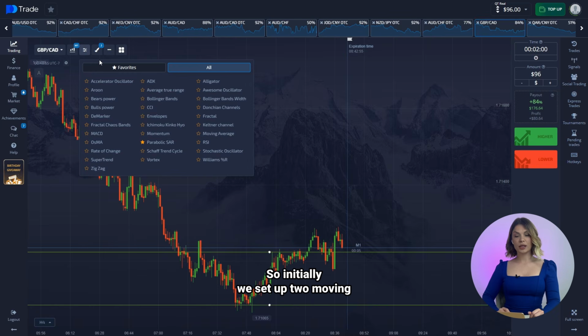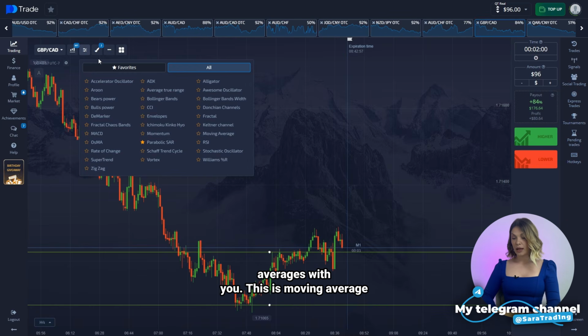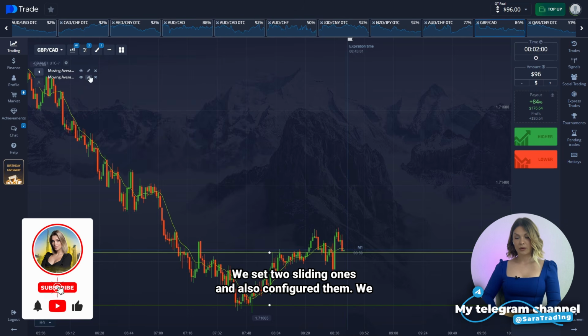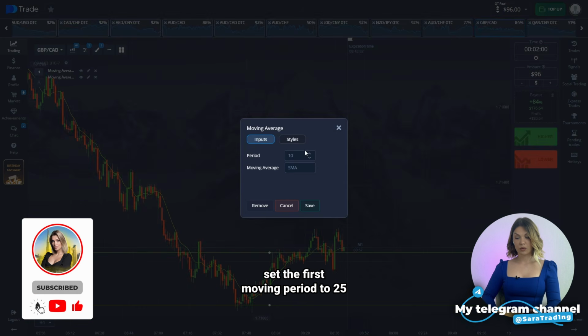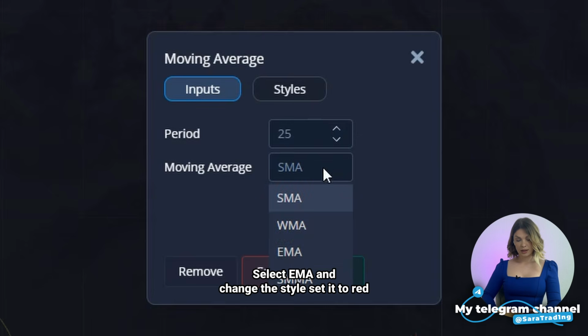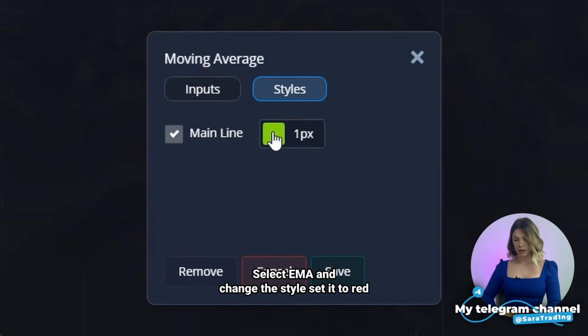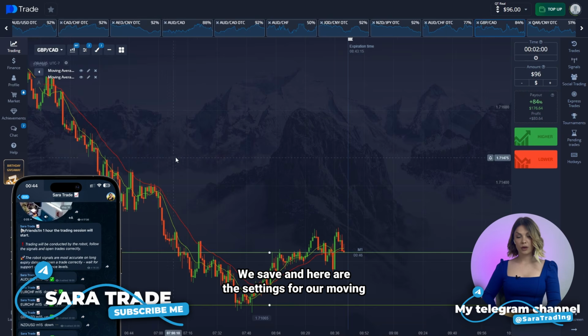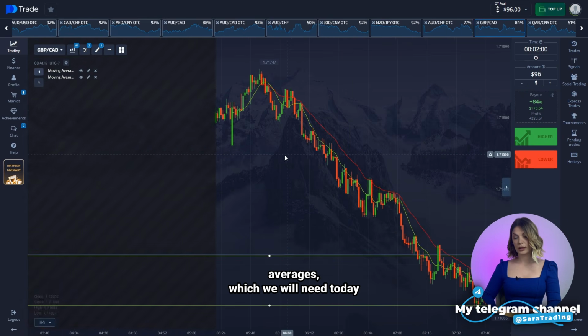So initially we set up two moving averages. This is the moving average indicator. We add two of them and configure them. We set the first moving average period to 25, select EMA, and change the style, setting it to red. We save, and here are the settings for our moving averages, which we will need today.